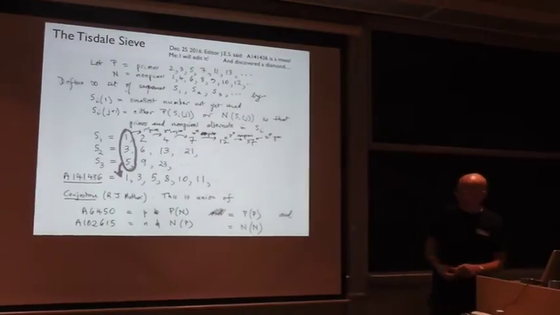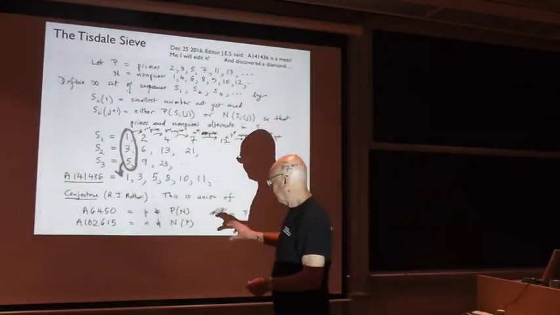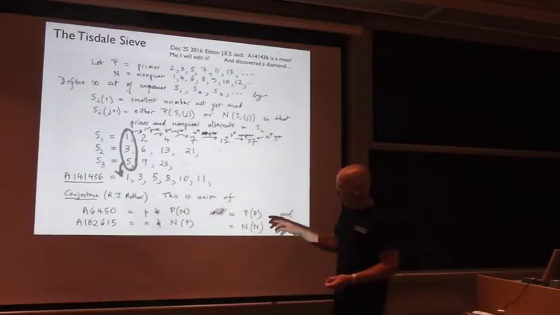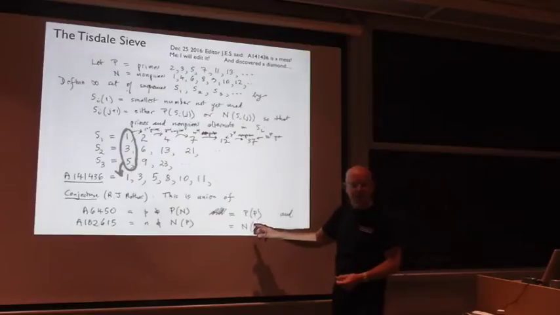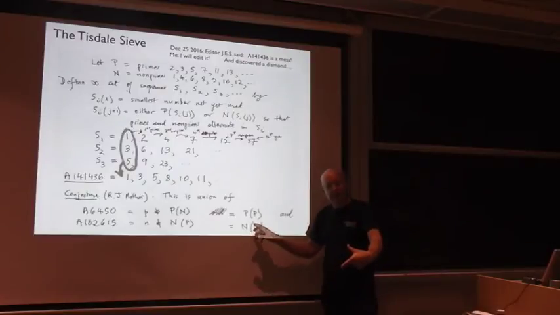And there was a conjecture by Richard Matter that this sequence is the union of two sets. It's the union of P, primes with prime subscripts, and N of N, non-primes with non-prime subscripts.